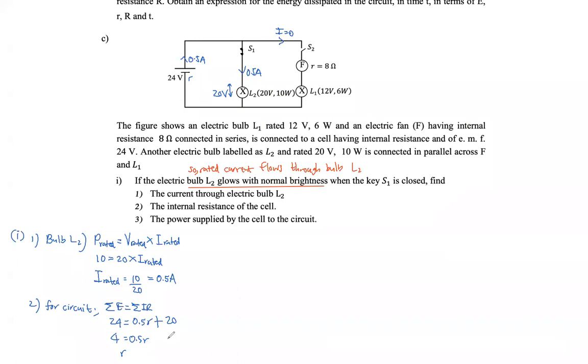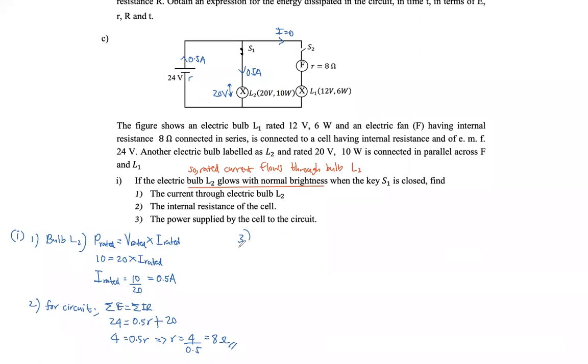Small r is going to be equal to how much? 4 over half. So that is 8 ohm, which is pretty unusual for an internal resistance, people. 8 ohm. Yeah, I didn't make a mistake here, right? The bulb glows with normal brightness. We need to know that current, otherwise we can't do this question, as r is unknown. Okay, what to do then?